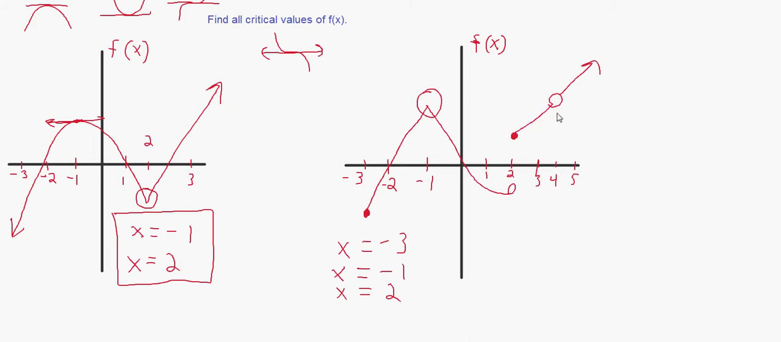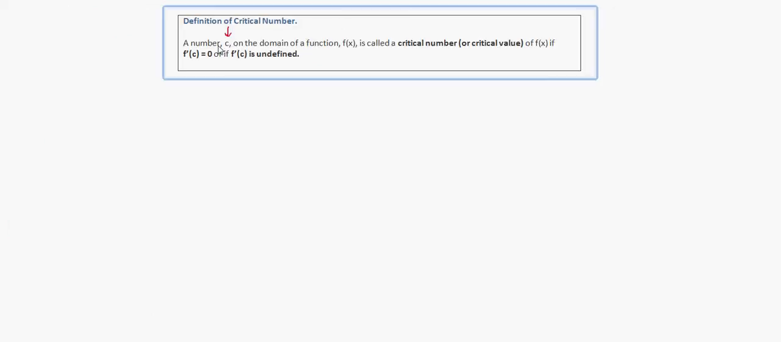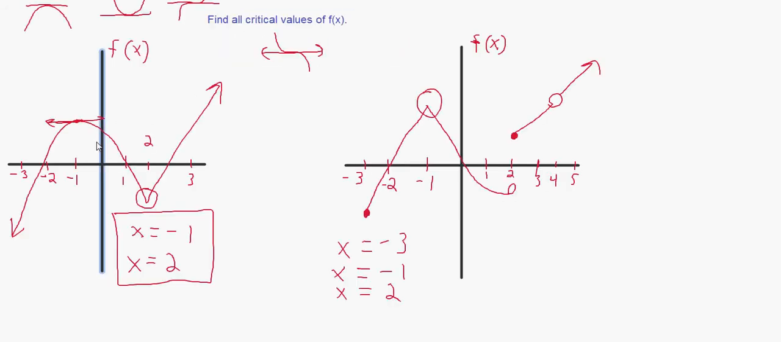But remember, let's go back to our definition. The number has to be on the domain of the function, which means that f of x has to be defined at that number. Not f prime. f prime can be undefined, but f of x has to be defined. So when we go back here, f prime was undefined at 2 because there's a corner, but f of x is defined. There's a point there. f of 2 is whatever that y value is. Same thing over here. At -1, f prime is undefined because it's a corner, but the function's defined. It's that y value right there.